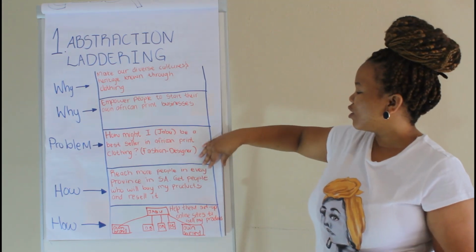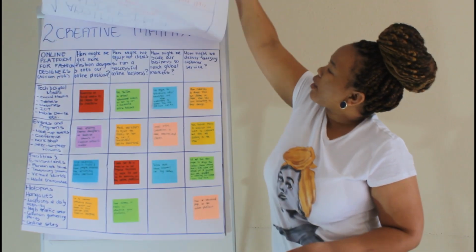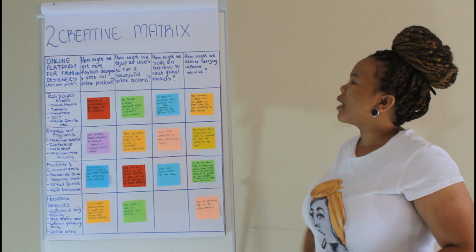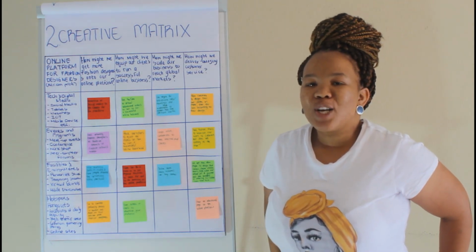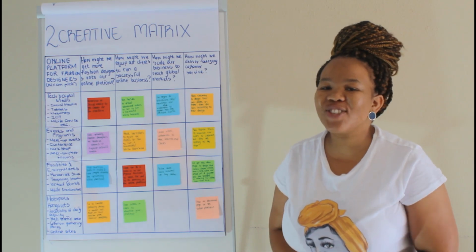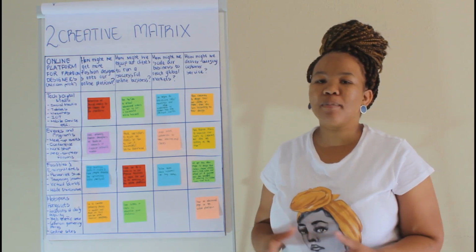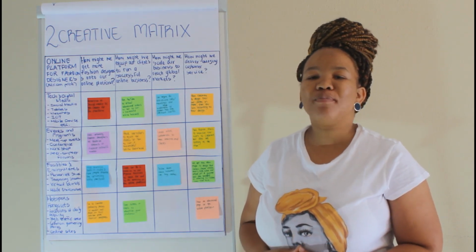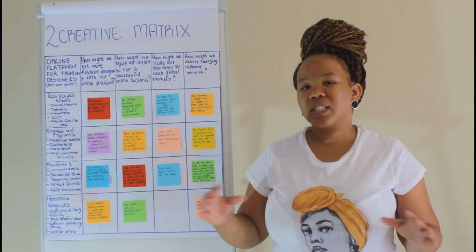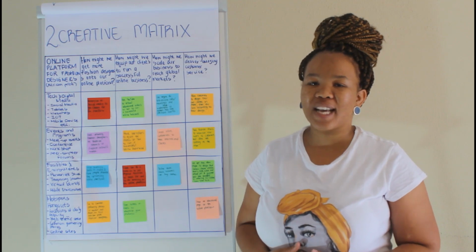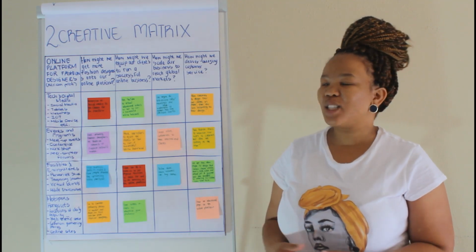So let's move on to the second innovating method, being creative matrix. Jabu is going to use creative matrix to come up with tons of new ideas of how he can pilot his concrete solution of building a centralized online site that houses and displays all these different e-commerce sites of the people who are reselling his products.